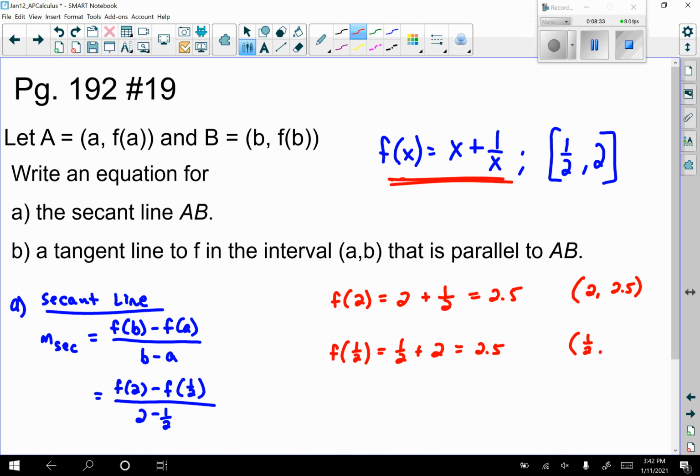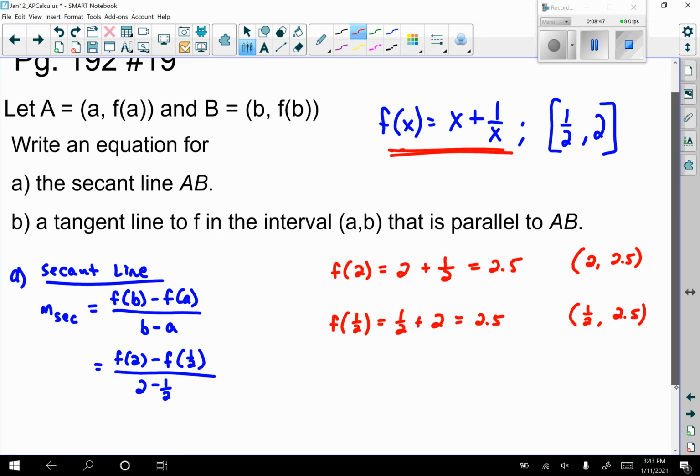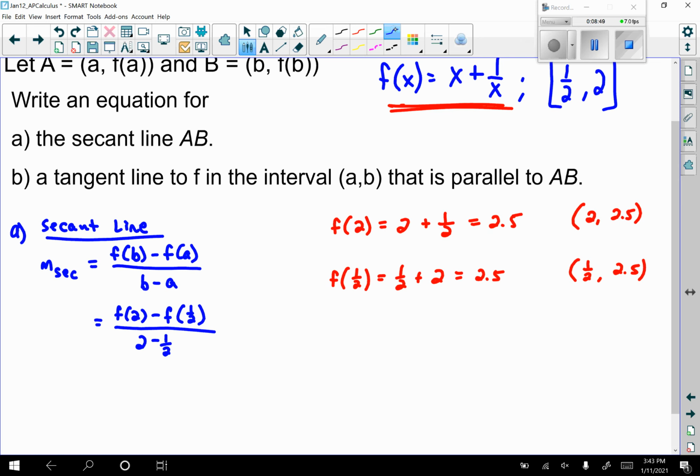So we get 1/2 comma 2.5. And if you notice these points, they have the same y values. So when you plot 2 points that have the same y values, what type of a line is that? Should be a horizontal line, but we'll still continue. The pieces should connect here. So we're going to get 2.5 minus 2.5 over 1.5, which is 0.